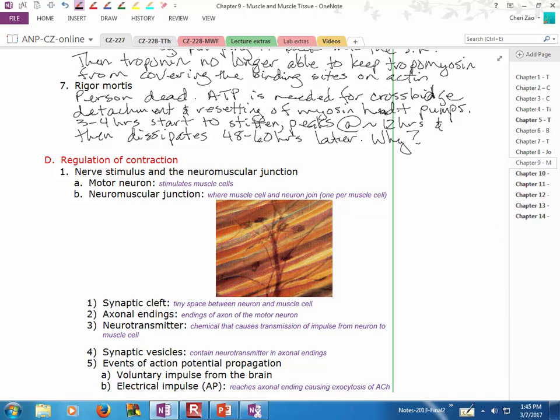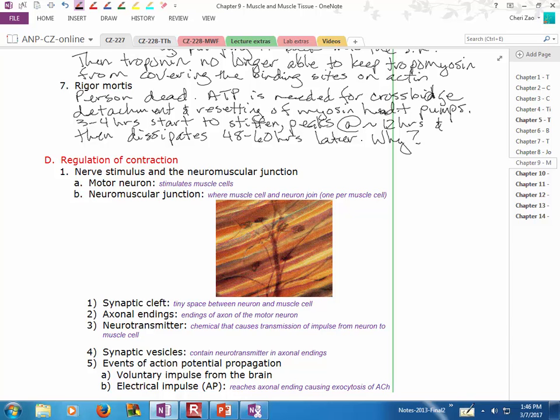So when you pass away, remember the muscle cell is going to stiffen. So is stiffening kind of like a form of contracting? Absolutely. Okay. So why does that happen 3 to 4 hours later? Why do we actually have actin and myosin interacting with each other 3 to 4 hours later and then peaking at about 12 hours and then dissipating? Let's talk about why it first starts. Calcium. Calcium must be in the soup, right? In the cytoplasm of the cell.